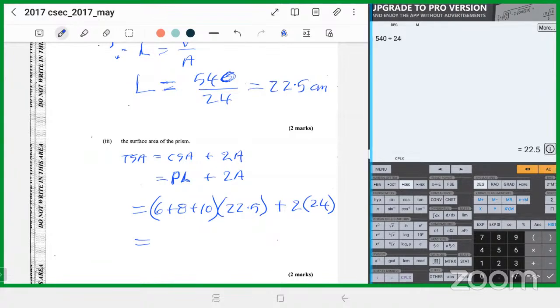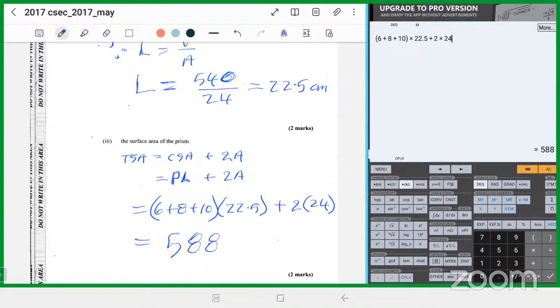All right? So I'm going to write out everything. It's 6 plus 8 plus 10, close bracket, times the length, which is 22.5, plus 2 times the end area, 2 times 24, which is 48. So the total surface area is 588 centimeters squared. That is the total surface area. Nice and easy. Doing the mathematics the easy way, every time. That is it. Very good.